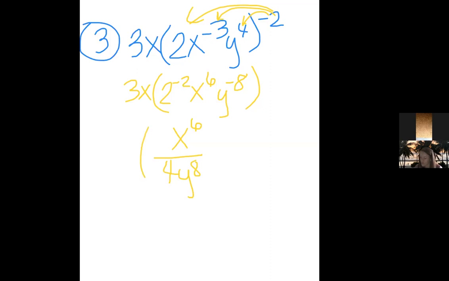Then I will multiply this by 3x lastly. Now, when I'm multiplying here, the only thing I can multiply is the numerator in here, because remember, it's 3x over 1. So when I do that, it'll be 3x to the 7th all over 4y to the 8th. I can't do any more division here. 3 over 4 can't be simplified, and the x's and the y are not the same variable, so it will just stay there.